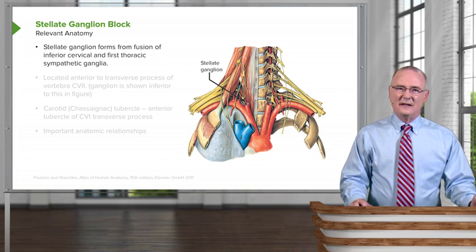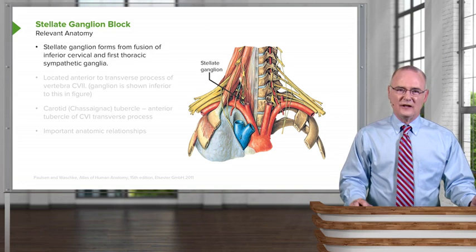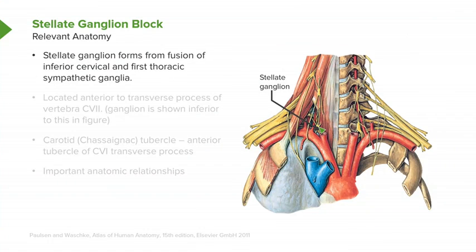The stellate ganglion forms from fusion of the inferior cervical and the first thoracic sympathetic ganglia, and this fusion is identified in the image. This area here represents the stellate ganglion.